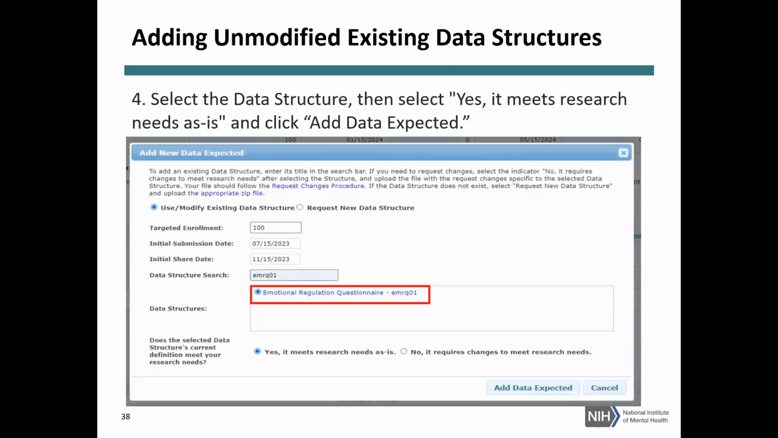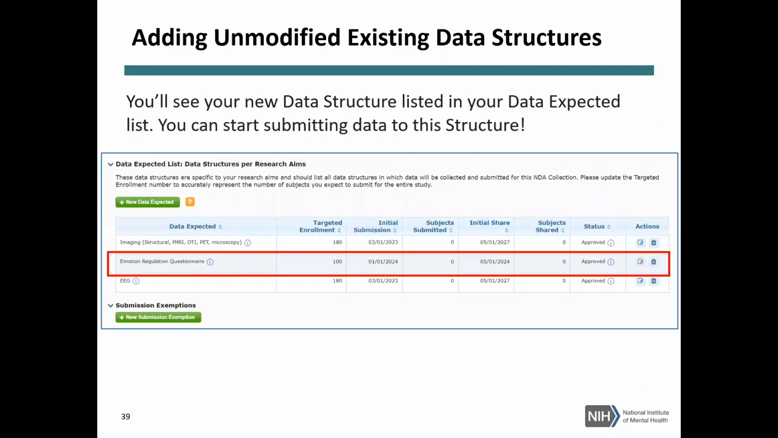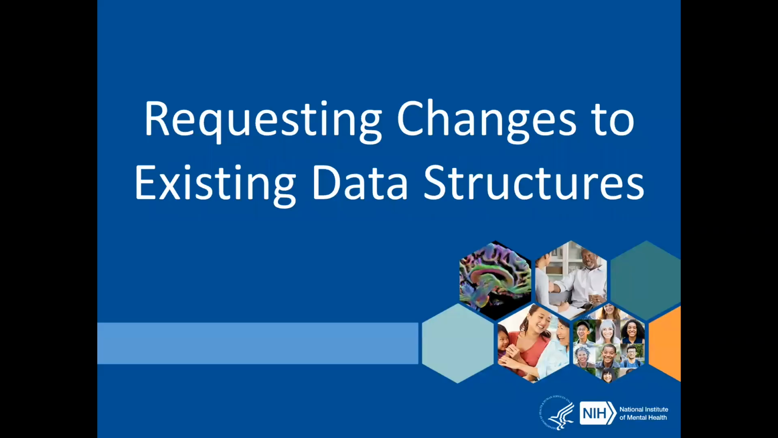Then you should see your data structure appear in the list. In this case, it's the Emotional Regulation Questionnaire. So you select this data structure from the list, and then you select that the data structure meets research needs as is, and then click Add Data Expected. And once you've done these steps, you'll see your data structure added to your data expected list. Since you don't need any modifications for this data structure, it works for you as is. You can actually go ahead and start submitting data to the structure whenever you're ready. So next we'll go over how to request changes to an existing data structure in the NDA Data Dictionary.